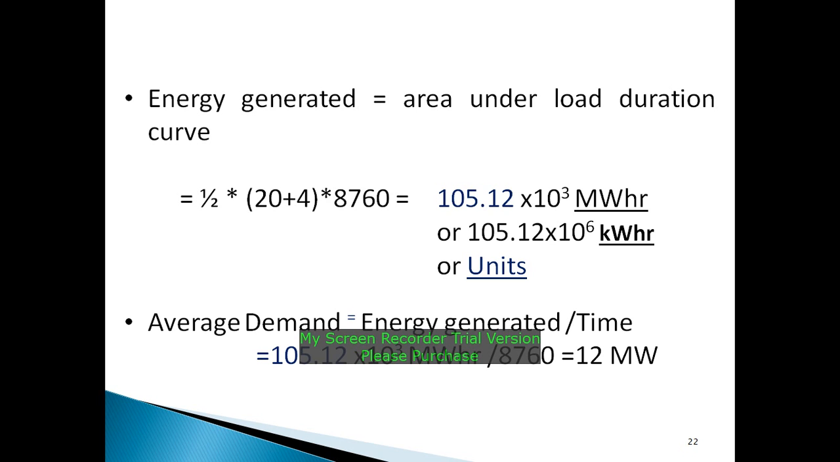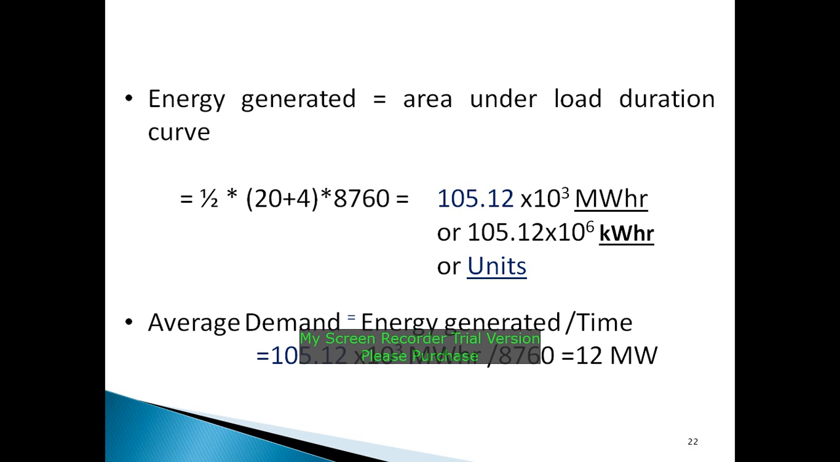So we can understand that with the load characteristics of a particular generating station, we can calculate the energy generated. The load curve is represented like a triangle, so we can take the area under the load duration curve, which is half into BH. We multiply and we will get the energy generated. The average demand is the energy generated divided by the number of hours in a year.